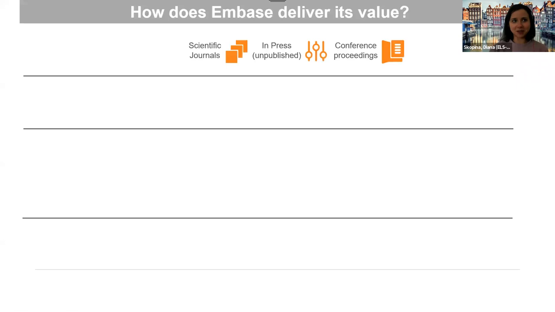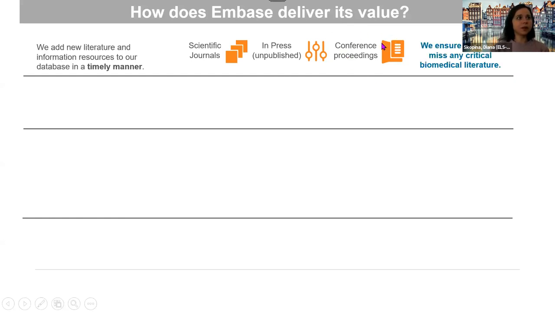So how does Embase deliver its value? As mentioned before, in Embase we have scientific journals, we also have content that is not published yet, and we have conferences, so information from the conferences. We add them quite often, so every month new information is added. Why do we do it? Because of course we want to be sure that you don't miss any critical information in your research.